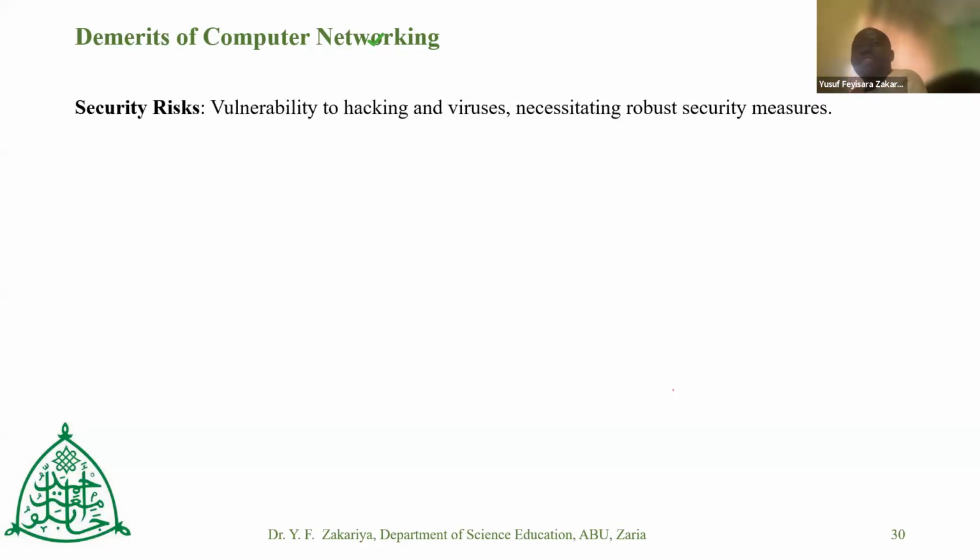So let's have the demerits of computer networking. There are disadvantages. As we have advantages, we also have disadvantages. One being the security risk. There is a vulnerability of your network to hackers. They can hack your network, so this will necessitate robust security measures. And quite often than not, university websites are being hacked. I don't know what the hackers are looking for in hacking university websites. Most often when you see that the server is down, it might probably be because it has been subjected to hacking. So take note of that.